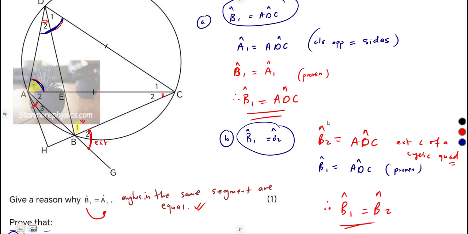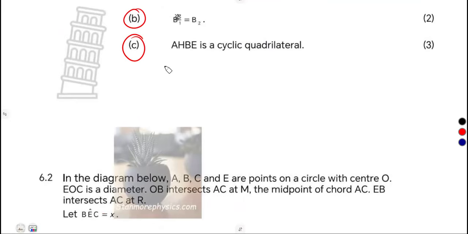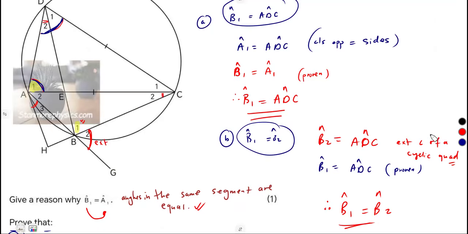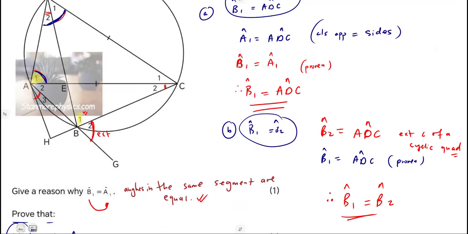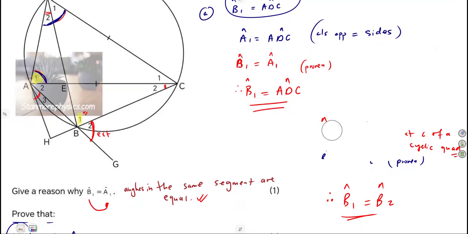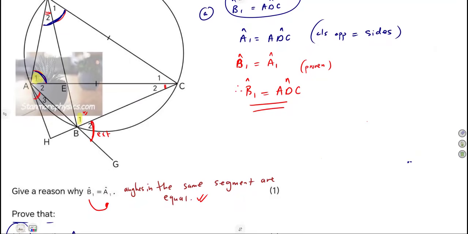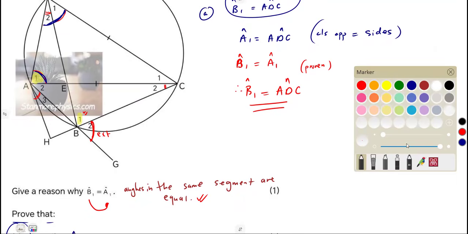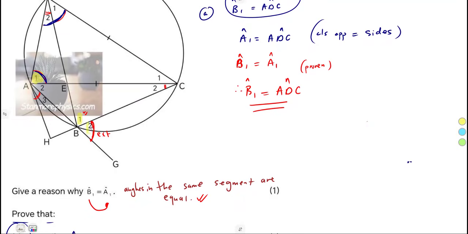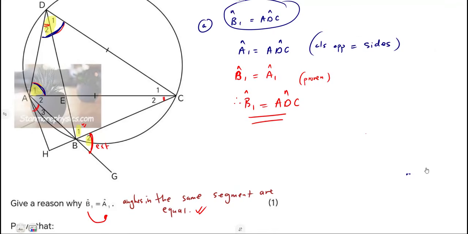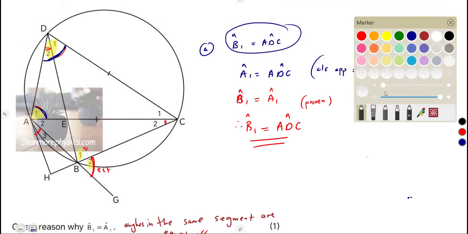Okay, then another part, prove that this whole part is a cyclic quadrilateral. So using what we proved before and so on, all these angles, guys, they are the same. Angle B1 and B2, angle B1 and B2, and the whole angle D. Those are the same from what we just proved, right?